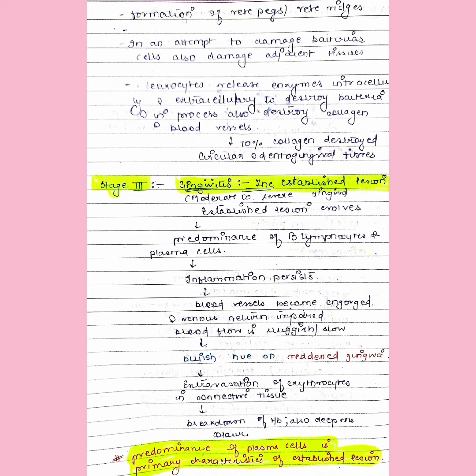Now comes stage 3, the established lesion, that evolves. There is predominance of B lymphocytes and plasma cells, the inflammation persists, and the blood vessels become engorged. So venous return here is impaired, which is why there is a bluish hue on the gingiva, and blood flow here is slow or sluggish. Then there is extravasation of erythrocytes into the connective tissue. There is breakdown of hemoglobin, because of which the color also deepens in this stage. This is very important: there is predominance of plasma cells in the established lesion.